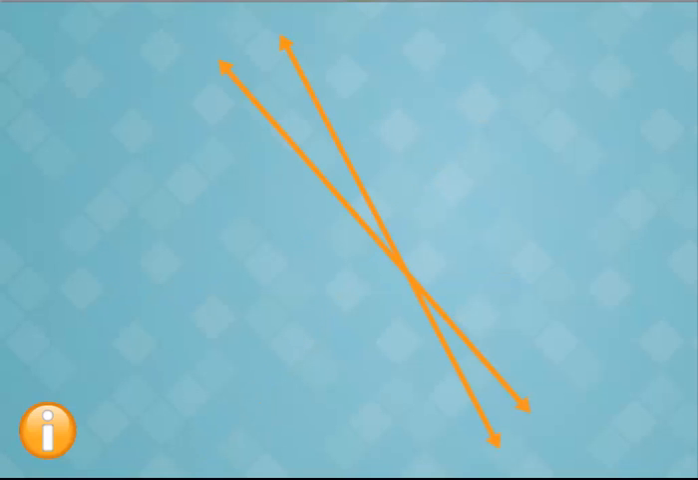These lines are not perpendicular. These lines are not perpendicular. These lines are perpendicular. They form a right angle where they intersect. Lines can be perpendicular in any orientation. These lines are perpendicular. These lines are also perpendicular.